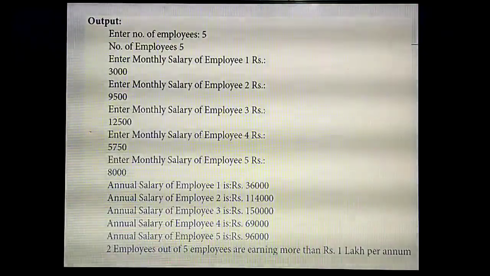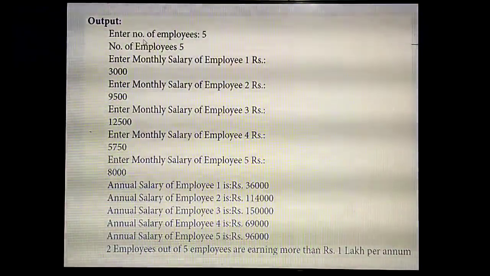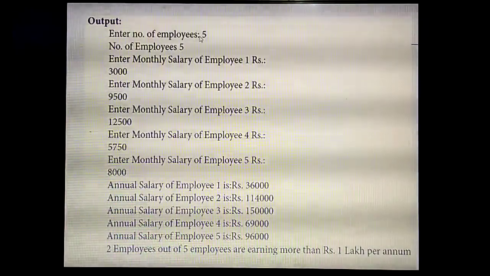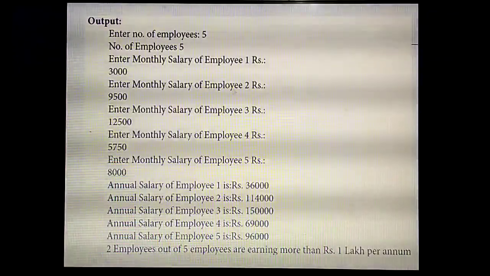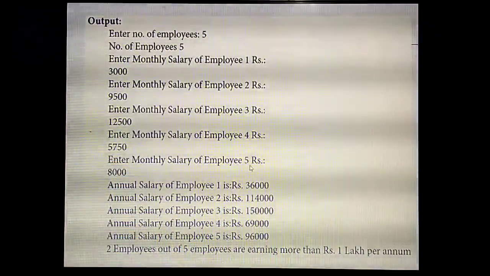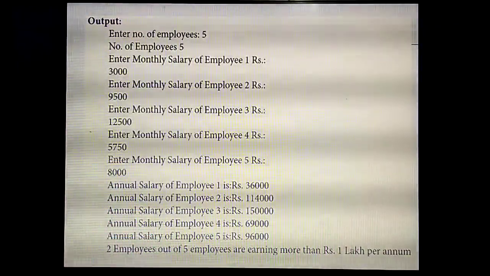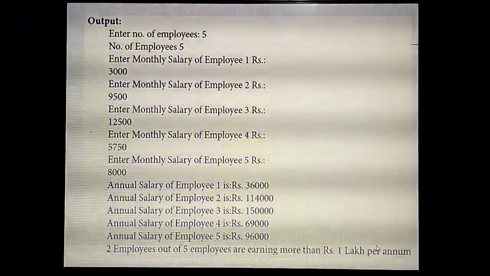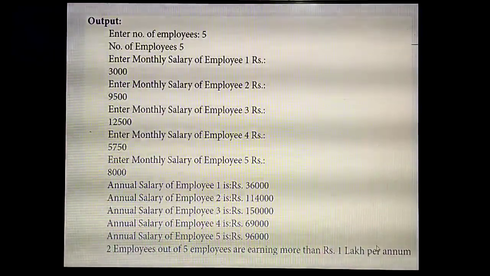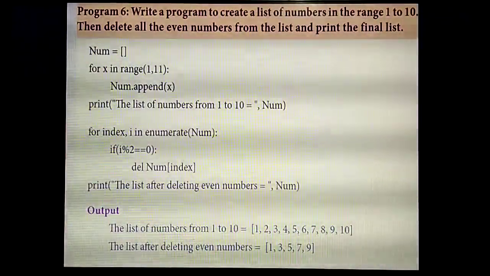Understand? So see this output. First, through the input function, you enter the number of employees. So number of employees 5 you are entering. So employee 1, you enter some salary; likewise for 5 employees you enter the salary. So see the annual salary, and see the last output: 2 employees out of 5 employees are earning more than 1 lakh. Understand? Likewise you need to get the output, meaning likewise you need to write the program. Understand? So next thing.